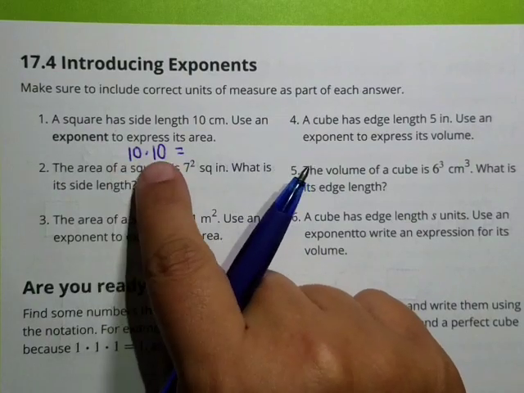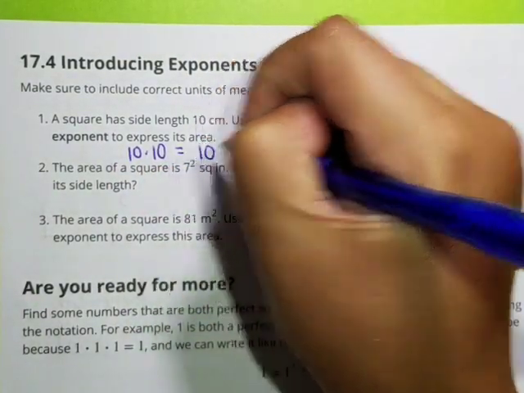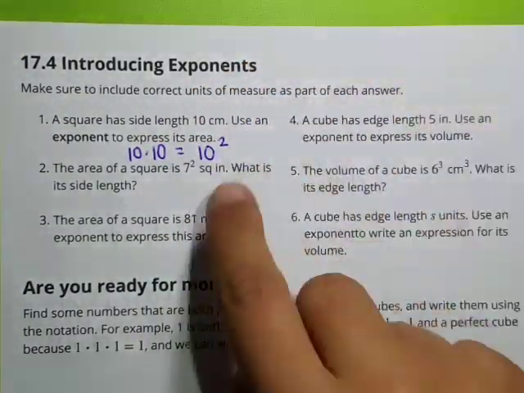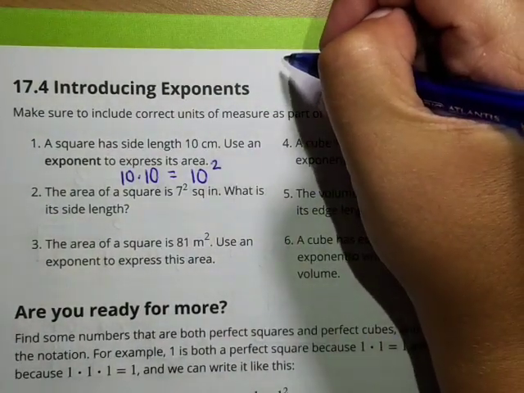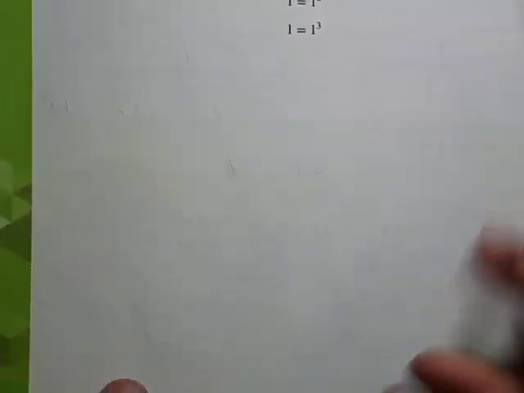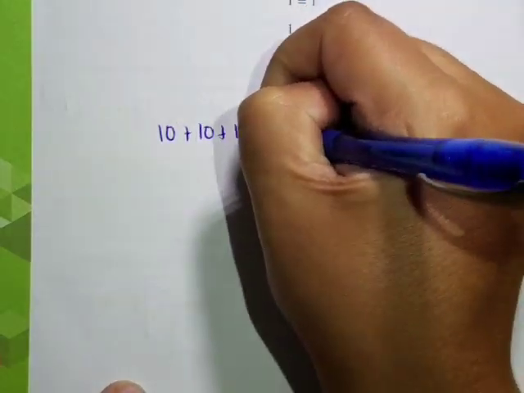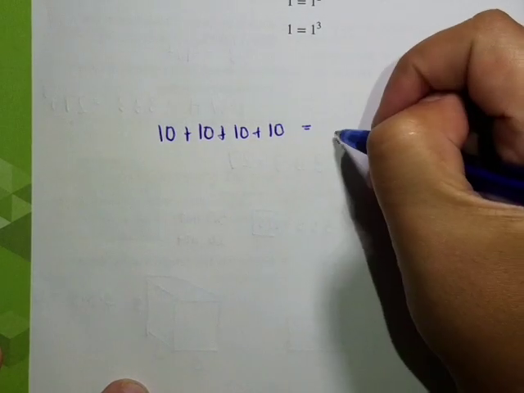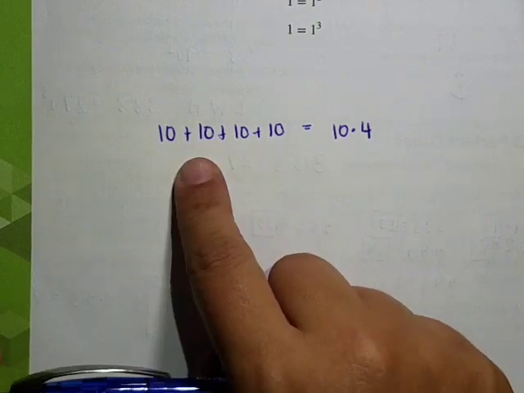When you see two numbers that are multiplying each other, you can write the 10, and then because it's multiplying twice, you can raise it to the second power. So let me give you a quick review. If we were doing addition, 10 plus 10 plus 10 plus 10, a quicker way to do this would be 10 times 4, because you have 4 tens.